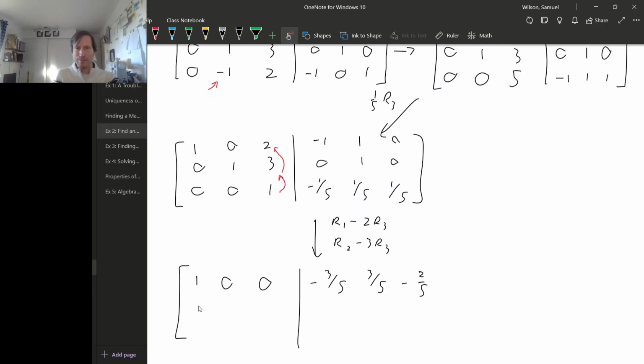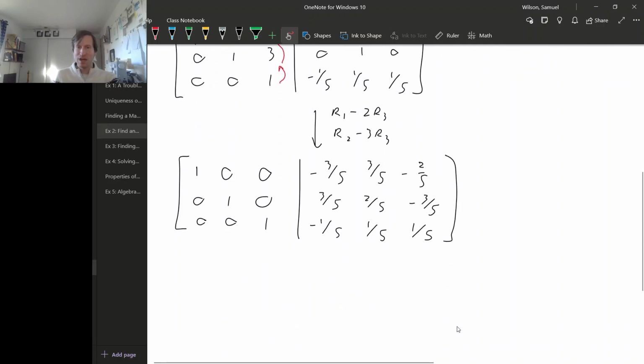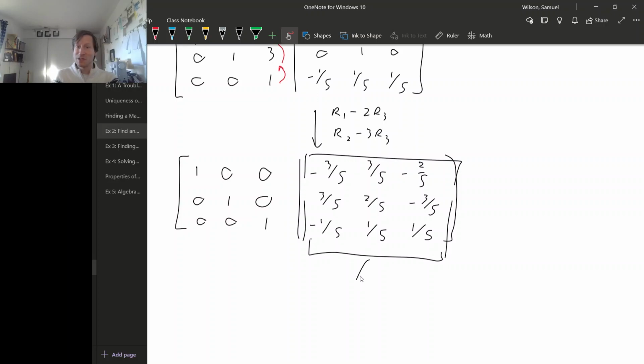Okay, now row 2 minus 3 times row 3, so 0, 1, 0. Now minus 3 times row 3, so that's going to be 3/5, 2/5, and minus 3/5. And the last row doesn't change, 0, 0, 1, minus 1/5, 1/5, 1/5. Okay, so that means this right here is the inverse matrix.